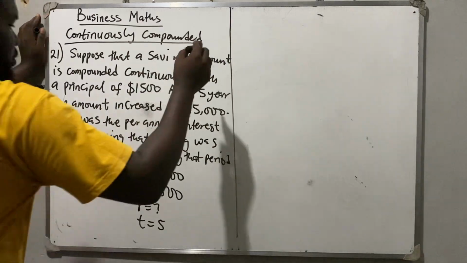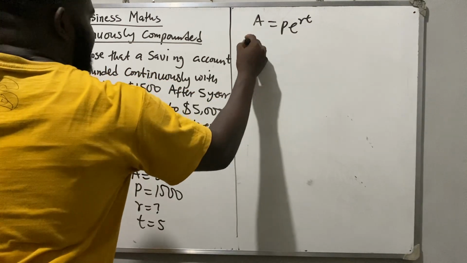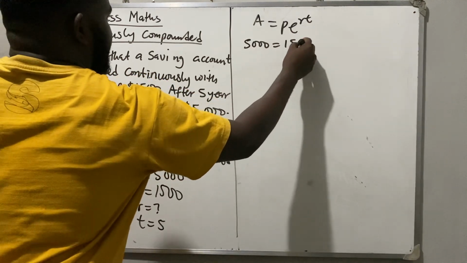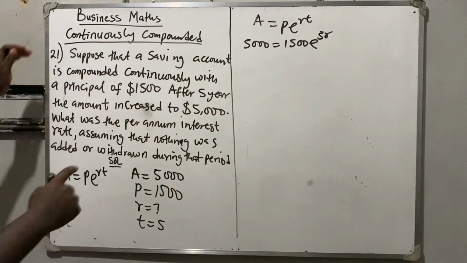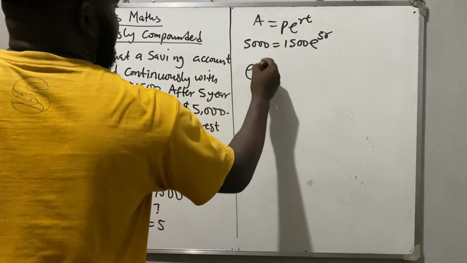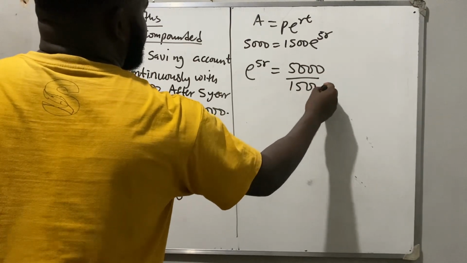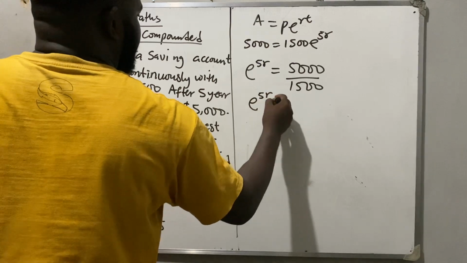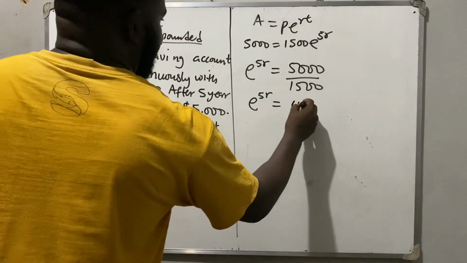So if you plug it in, A is equal to P exponential RT, so 5,000 is equal to 1,500 exponential 5r, because our t is 5. Now divide both sides by 1,500. So exponential 5r is equal to 5,000 divided by 1,500, which is 10 over 3.